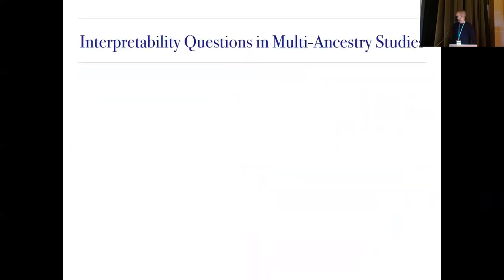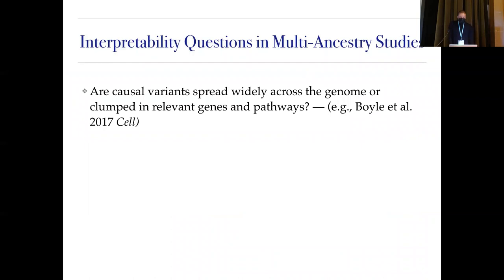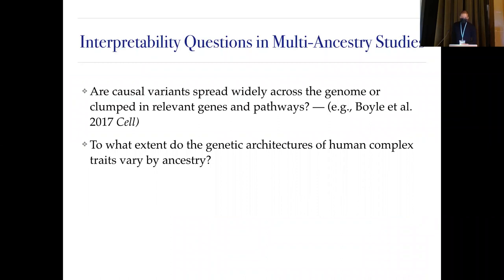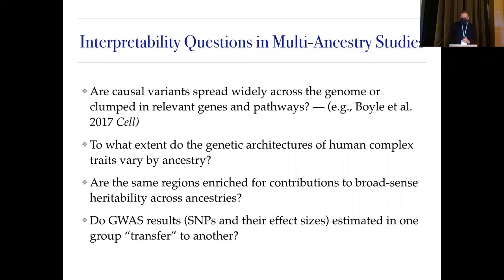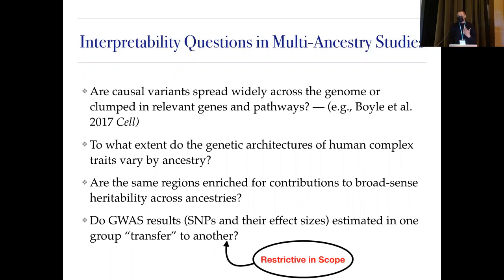And so you could break this down into a few interpretability challenges in this space. So, are causal variants spread widely across the genome, or are they clumped in relevant genes and pathways? The second is, to what extent does genetic architecture of human complex traits vary across ancestry groups? Are the same regions enriched for contributions to broad sense heritability? And one thing I've been focused on a lot recently is, do GWAS results, meaning SNPs and their effect sizes estimated in one group, transfer over to another, right, from an association perspective? And I've been claiming recently that that last question is really limited in scope, right? And I've been asking a lot of ways of thinking about what we call multi-scale modeling.